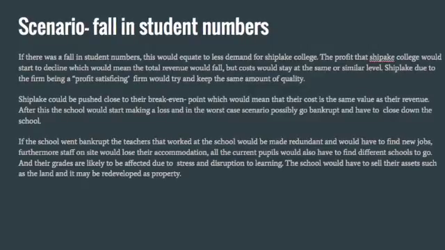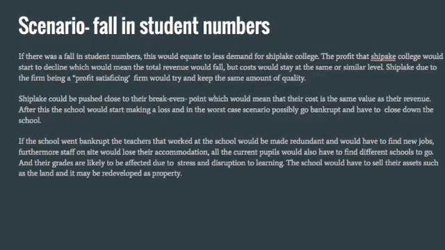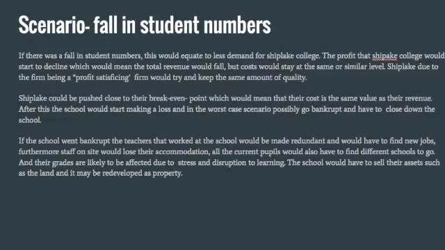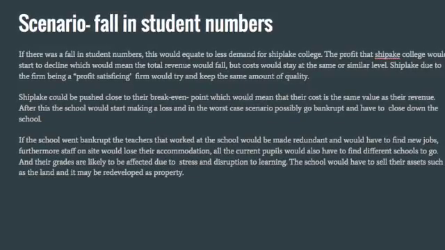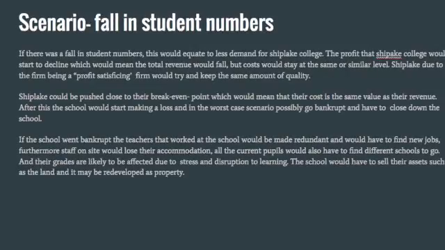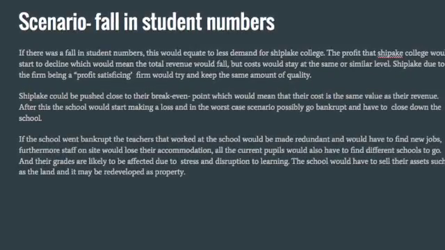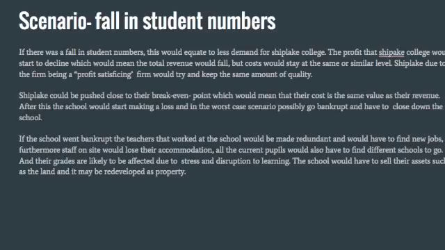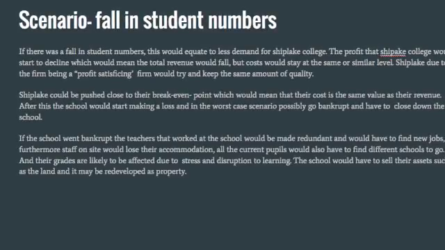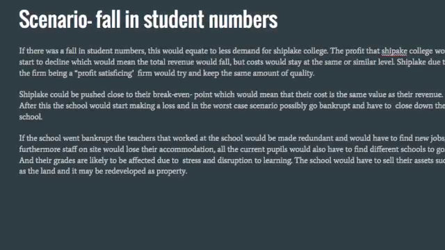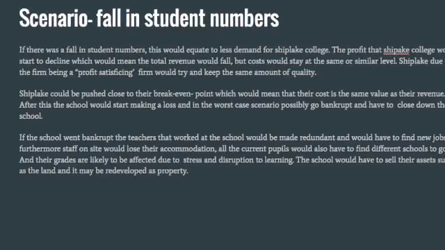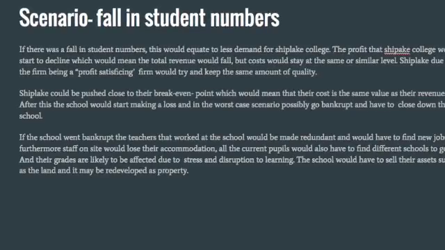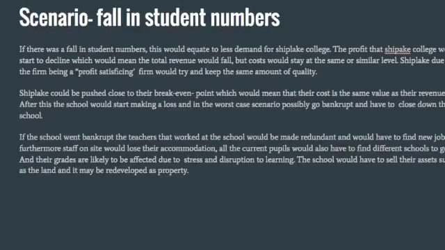After this, the school would start making a loss, and in the worst case scenario, possibly go bankrupt and have to close down the school. If the school went bankrupt, the teachers that work for the school would be redundant and would have to find new jobs. Furthermore, the staff on site would lose their accommodation, and all the current pupils would have to find different schools to go to. And also, their grades are likely to be affected due to stress and disruption to learning. The school would have to sell their assets, such as the land, and it may be redeveloped as property.